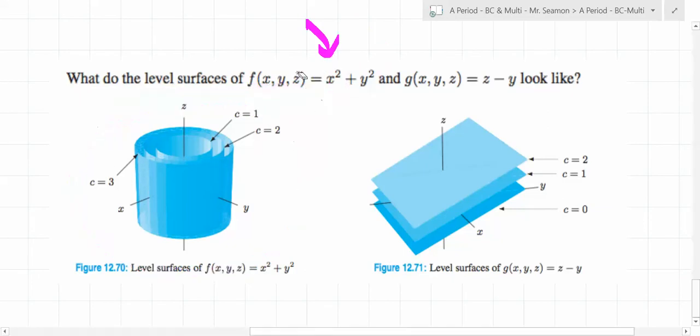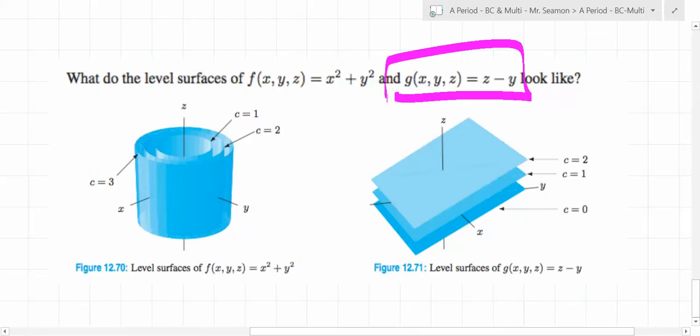What about this one right here? Similar situation. We have g of x, y, z equals z minus y. What's missing from there? The x. So you could graph this in the yz plane. The yz plane is right here, kind of behind there. If you looked at where these cross the yz plane, you would get lots of parallel lines. But then, since there's no x in it, that line turns into a plane. It moves forward and backward.